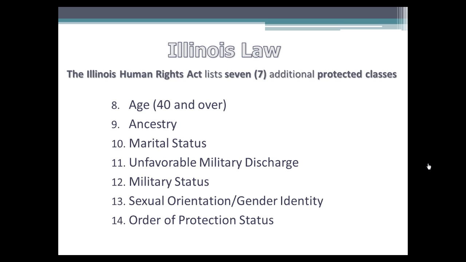And it's important to note that some local jurisdictions have additional protected classes. For example, the City of Chicago protects source of income, including housing choice voucher holders. Cook County also protects source of income, but excludes housing choice voucher holders.